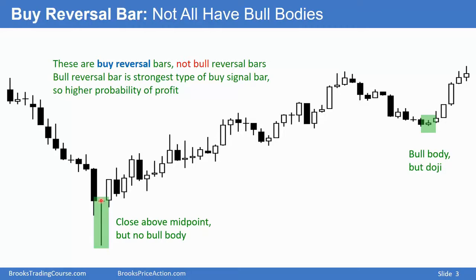Here we have a close above the midpoint, but no bull body. It did, in fact, lead to a very profitable trade. Here we have a bull body, but it's a very small bar. It's a doji. So not an ideal bar either, but still led to a profitable trade.